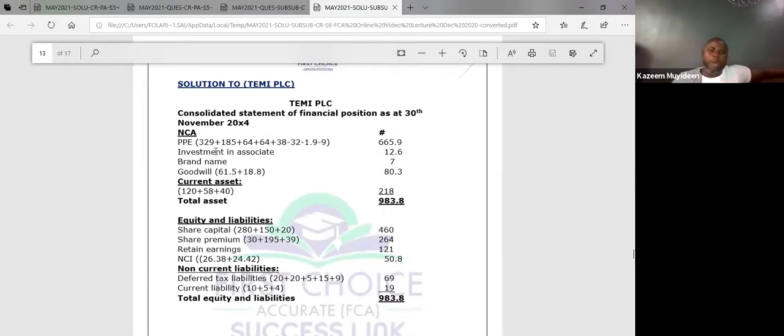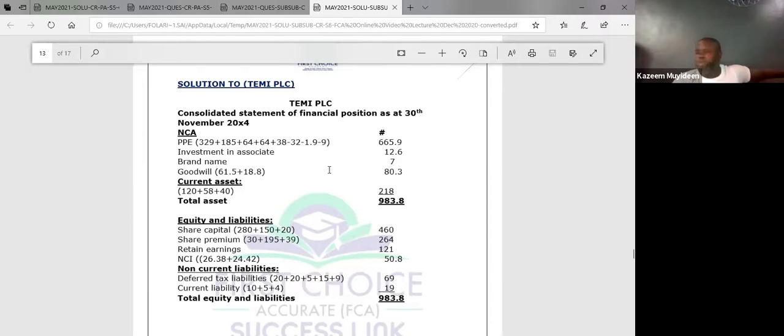PPE of the parent plus the first sub, second sub, revaluation surplus on PPE at date of acquisition 38. The second subsidiary has a revaluation surplus. Then the impairment of 3.2 and 3.1. Then the brand name that is included in the PPE to give me 665.9. Investment in associates 12.6. The brand name was 9 before, but at reporting date was 7.